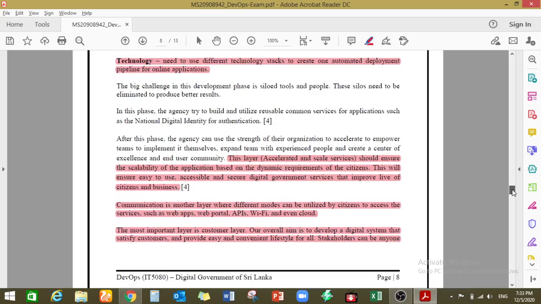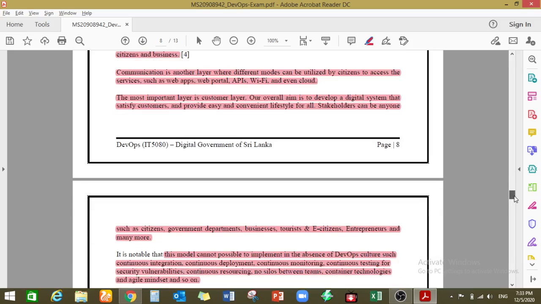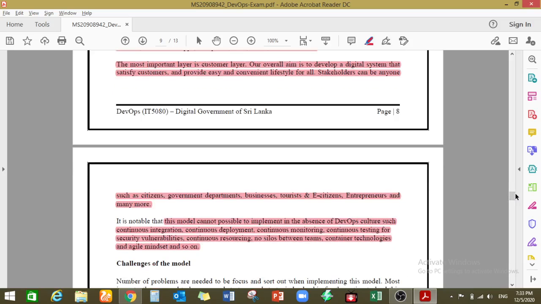The most important layer is the customer layer. The overall objective is to develop a digital system that satisfies the customers and provides an easy and convenient lifestyle for all citizens in the country. The stakeholders can be anyone, such as citizens of the country, government departments, any business, tourists, e-citizens, entrepreneurs, and many more.